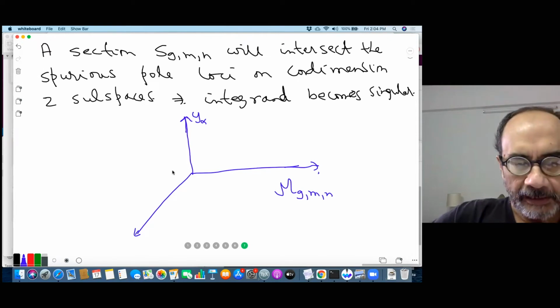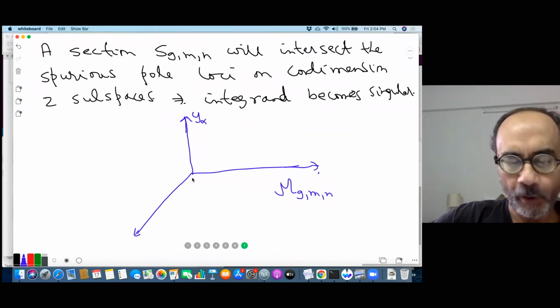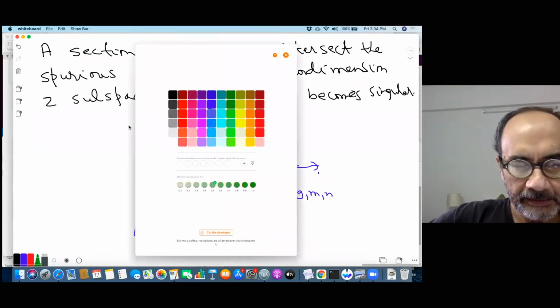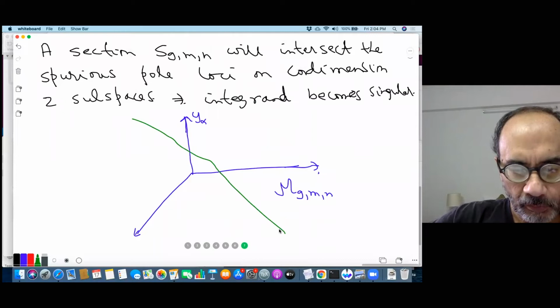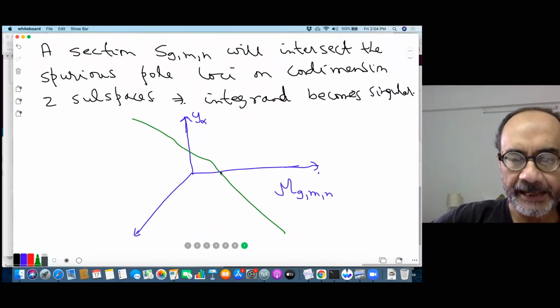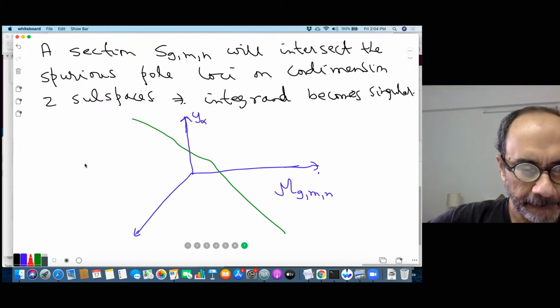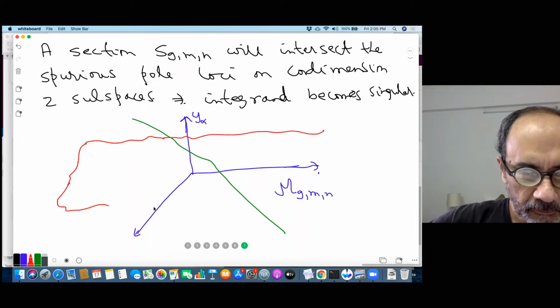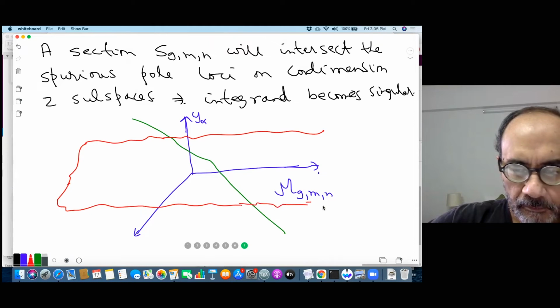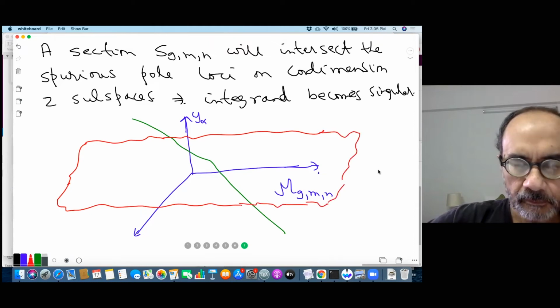Okay. And now the spurious pole locus is a codimension 2 subspace. There may be multiple of them, but let's just draw one. So let's draw a codimension 1 subspace in this three-dimensional space. That's a line. And now we have to draw a section of MGMN. So let's try to draw a section.